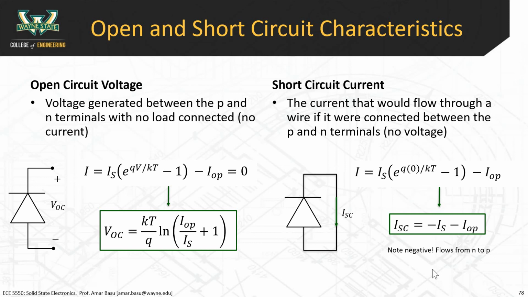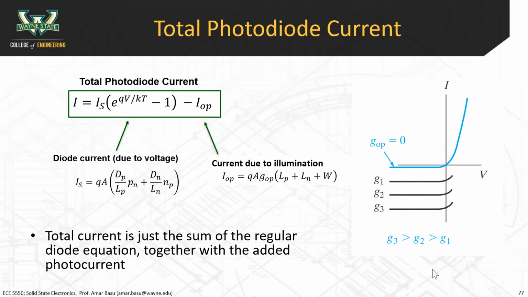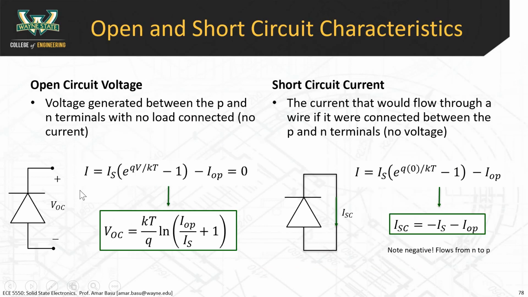All right. What's IS? I'm sorry? What was IS again? IS is the saturation current for the diode. If you remember, we denoted that as IO before. You got it. Okay, perfect.